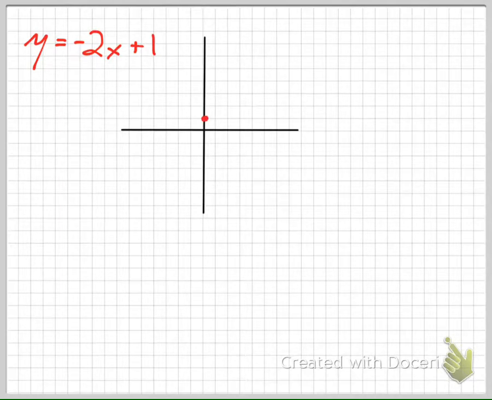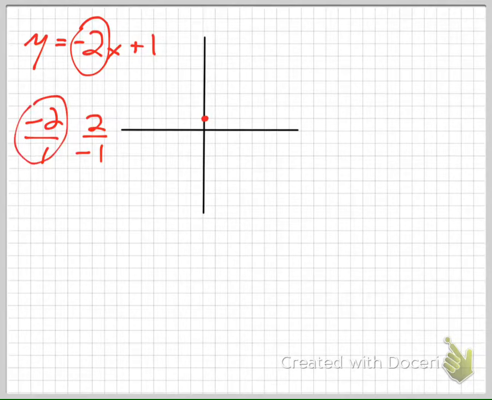Next thing I look for is the slope. It's a -2 slope. So is that -2 over 1 or 2 over -1? It doesn't matter. It's on the same line. So we'll just do -2 over 1. That means down 2 over 1. New point. Down 2 over 1. New point. There's my line.